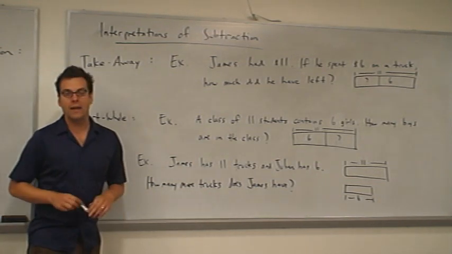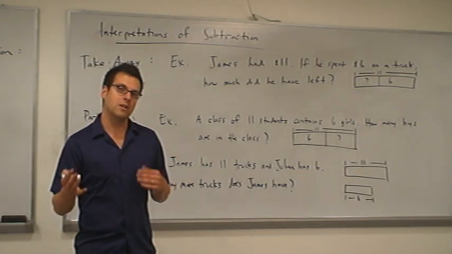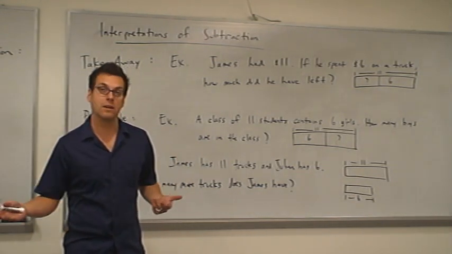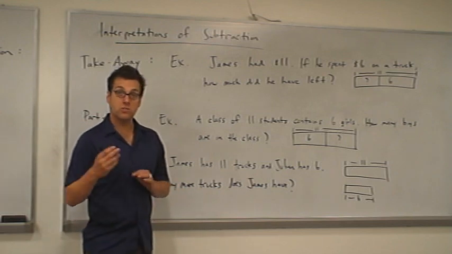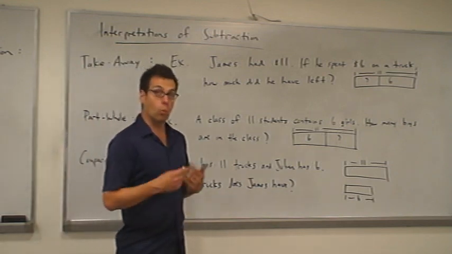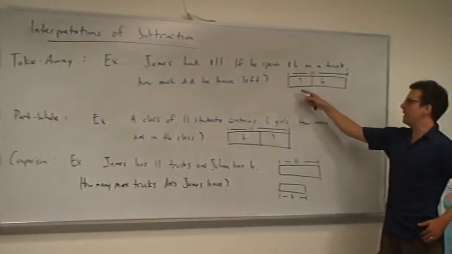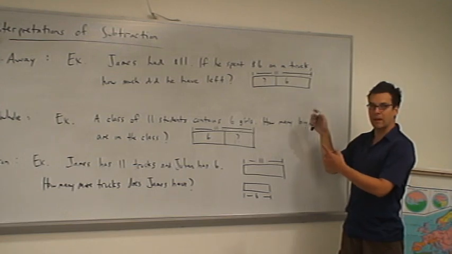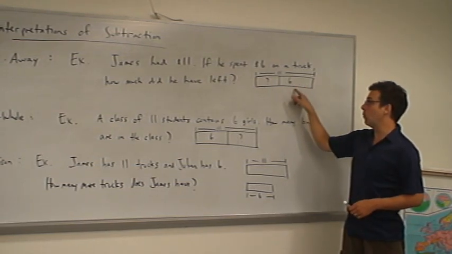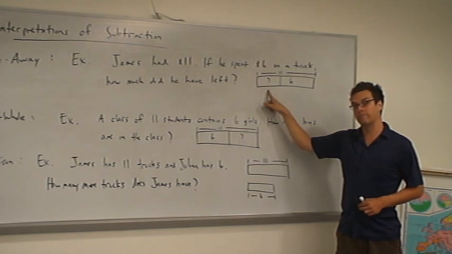Now, what we're going to end up doing when we solve word problems is drawing bar diagrams to illustrate the arithmetic that is happening in an individual problem. So we want to associate a particular bar diagram to each of our interpretations. One way to draw a bar diagram for the takeaway interpretation might be as follows. We might draw an entire bar that represents 11, and then the part that we take away represents 6, and then the question mark represents what's left over.